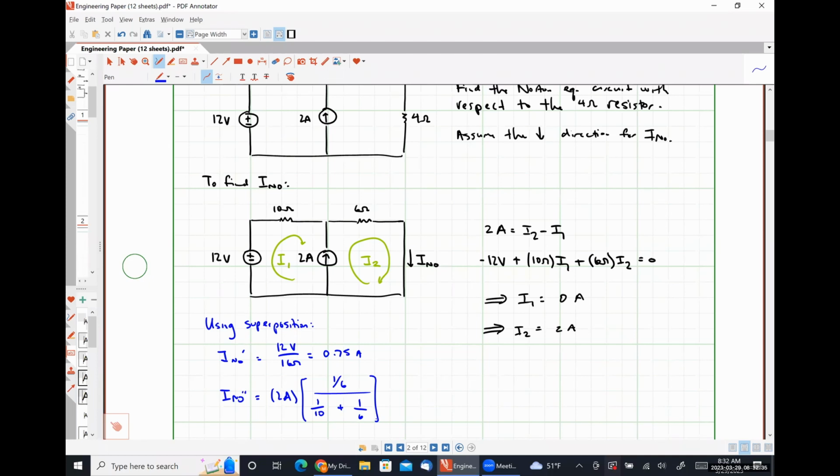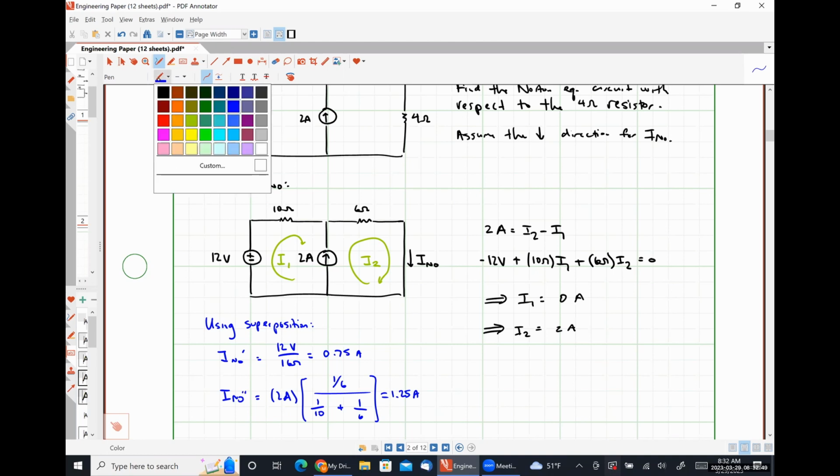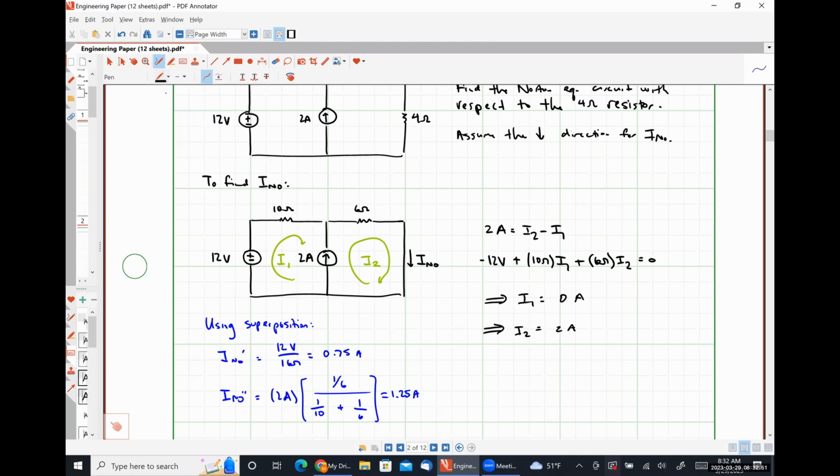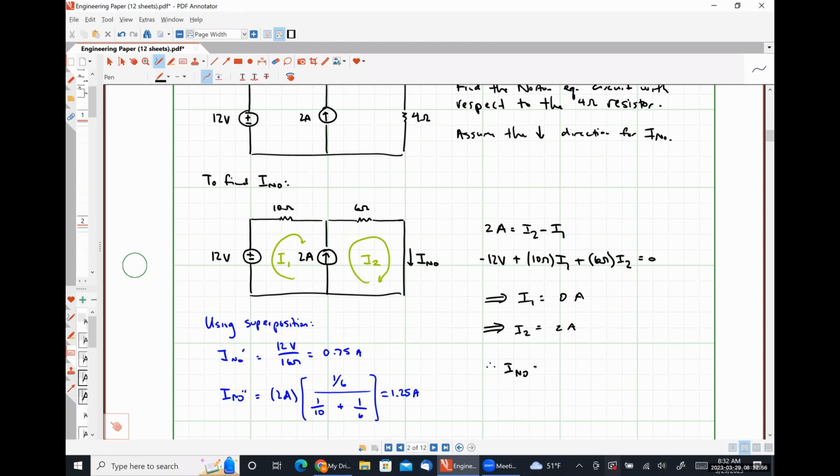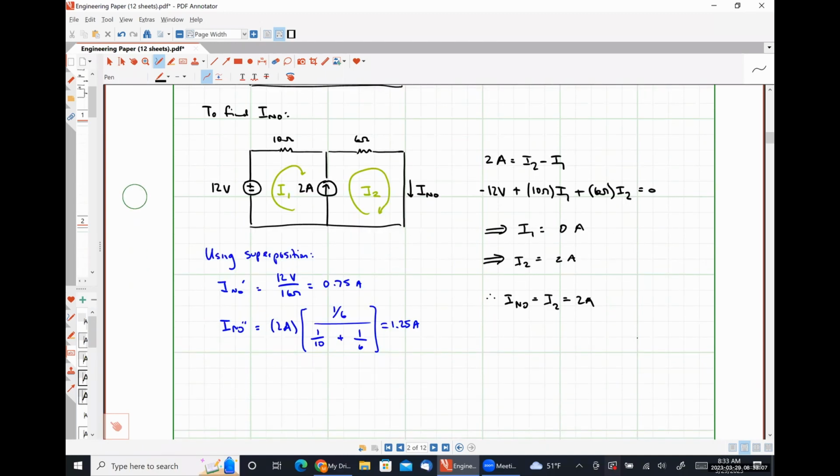That's exactly what it comes out to be. Okay, so 2 amps is right. I've got the same answer both ways. So not what I was expecting, but it is what it is. So just to clarify here, I Norton is exactly I2, which we can see by inspection. So I Norton is 2 amps, and that's what we got using the 2 different ways that we solved it.